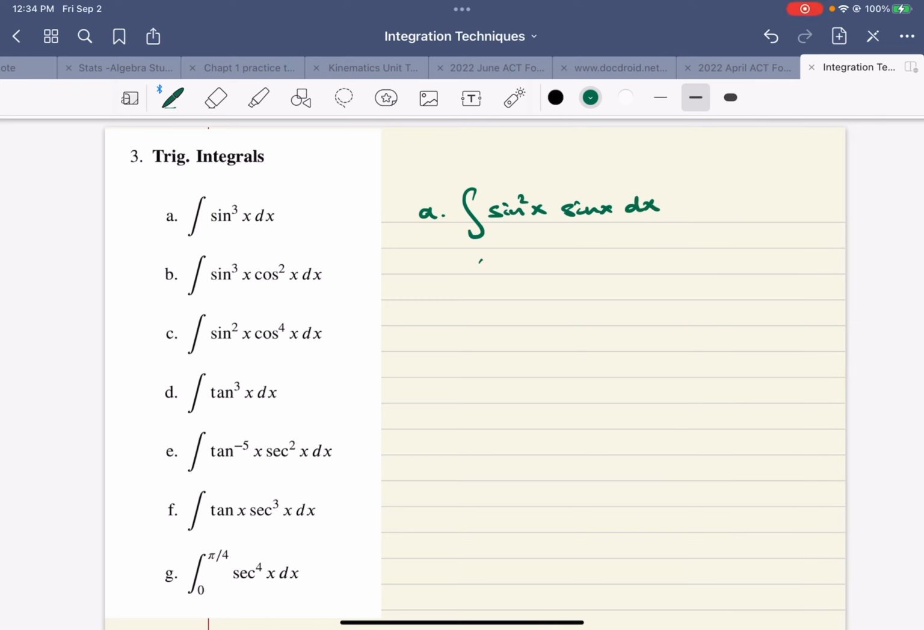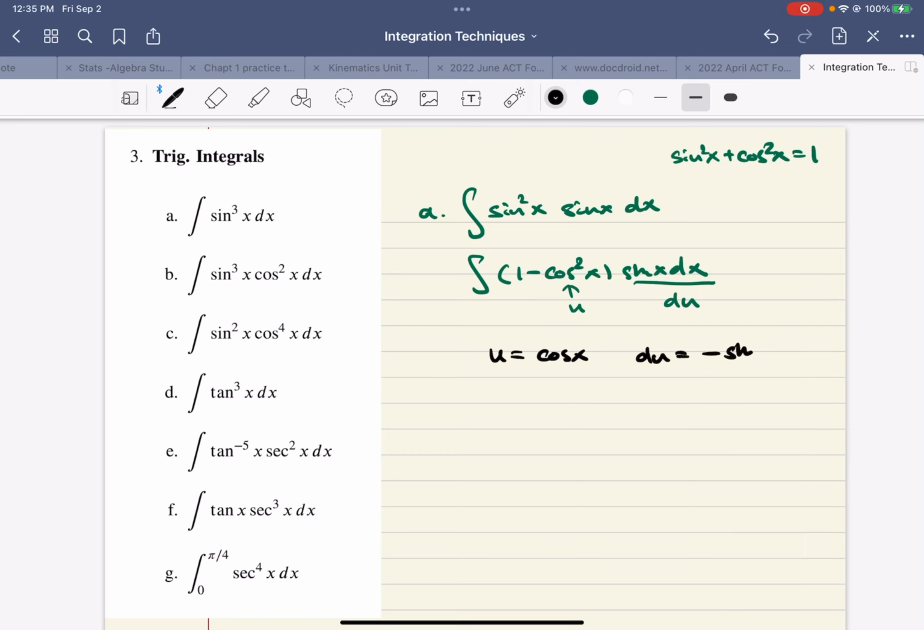Before you use a u substitution, we know that sine squared x plus cosine squared x equals 1. That's the identity. So you need to substitute, instead of sine squared, 1 minus cosine squared x, and sine x dx. So we know if cosine is u, this portion is a du, right? So u is cosine x, so du is negative sine x dx.